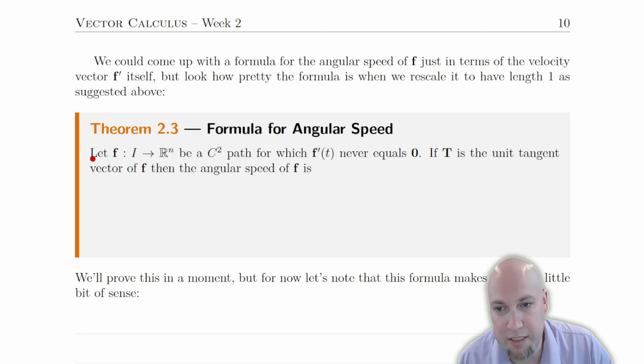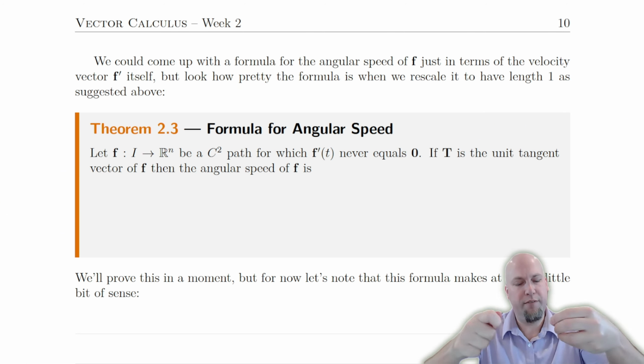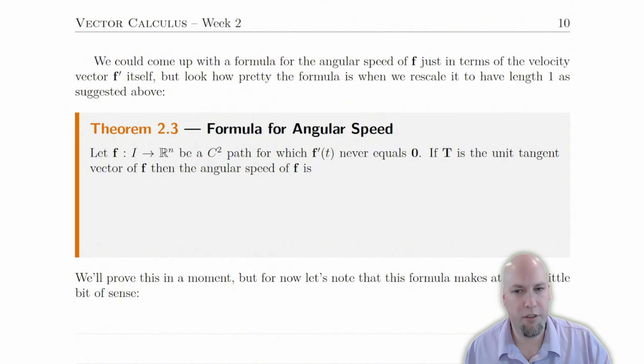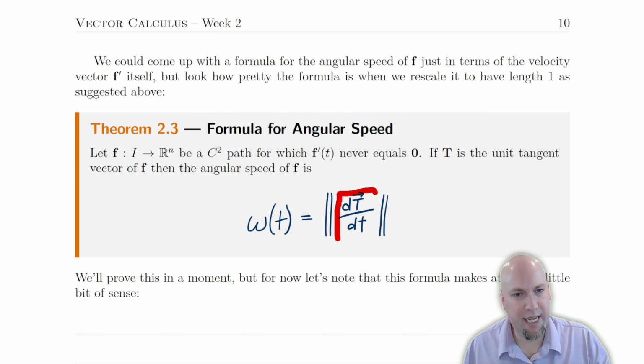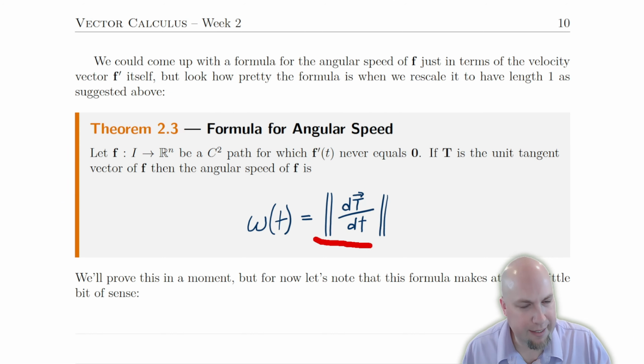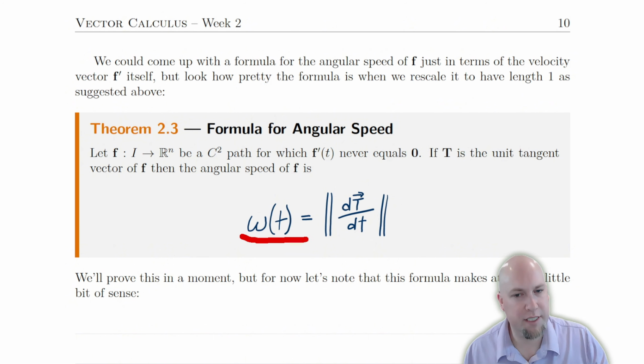Suppose that you've got some path. We're going to need it to be C2. Remember, C2 means that if you take the derivative twice, you end up with continuous functions. The 2 means second derivative, C means continuous. It has continuous second derivatives. If that happens and the velocity is never 0, then you compute the unit tangent vector, take the derivative of that unit tangent vector, and then compute the length of that. It turns out that equals the angular speed of the path.